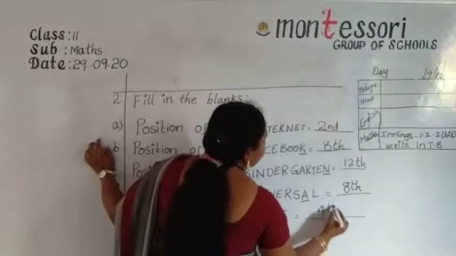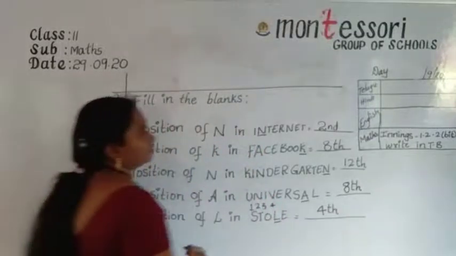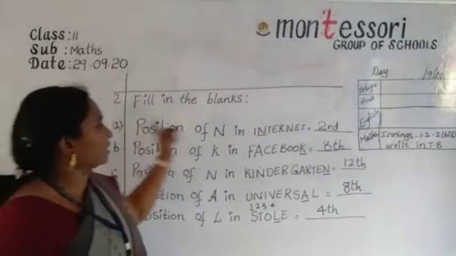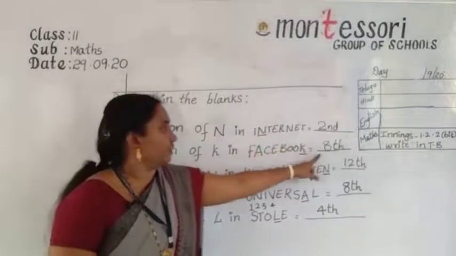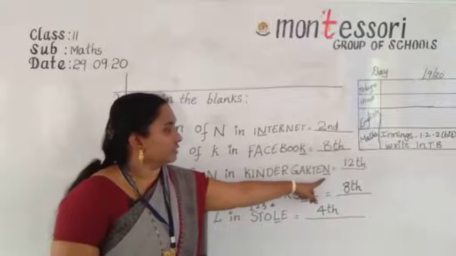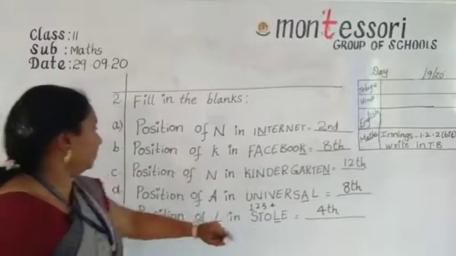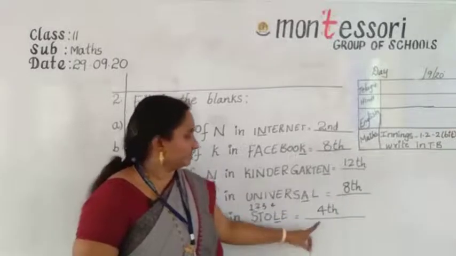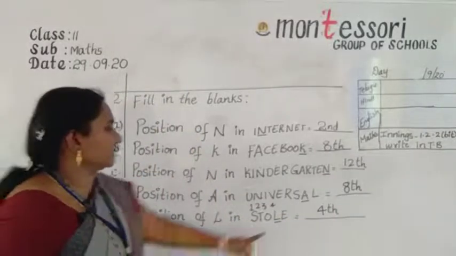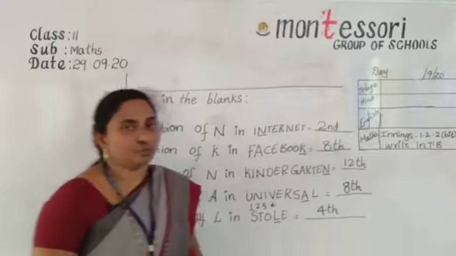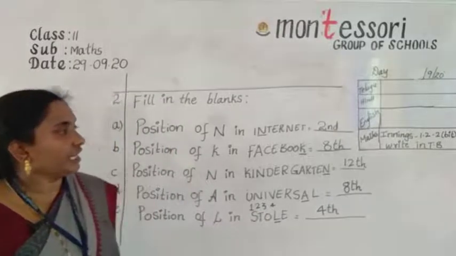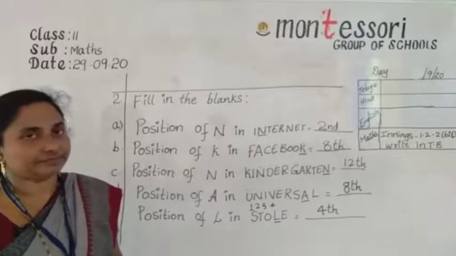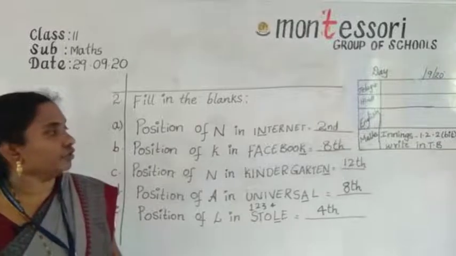Now all of you note down in your textbook. A bit answer second, B bit 8th, C bit 12th, D bit 8th and E bit answer 4th. All of you write in your textbook with pencil. Write with neat handwriting. Note down all of you.